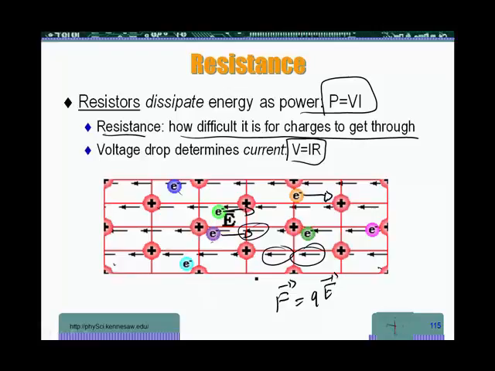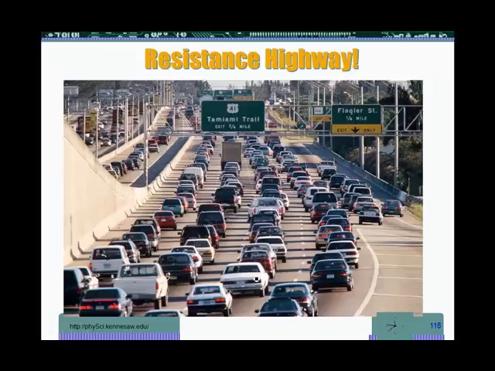Now, a good way to explain how resistance affects charge flow is by using a highway example. In the highway example, we are going to think of the highway as the resistor, as the element that's going to provide resistance, and our electrons are going to be the cars on the highway. These are going to be our charges. Remember what current is. Current is charge per unit time, the amount of charge per unit time.